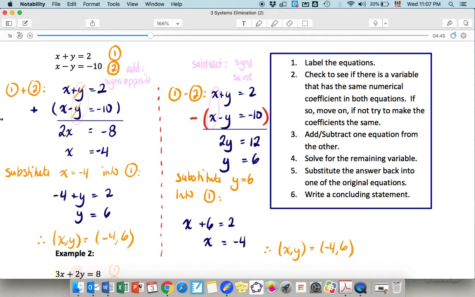So the only reason why I'm showing you both of these methods is because you are going to have to decide, depending on the situation, is it more advantageous for me to add the two equations or should I be subtracting them? So just a little bit of a note, I will add my two equations when my signs are opposites. So I'm going to add when your signs are opposites.